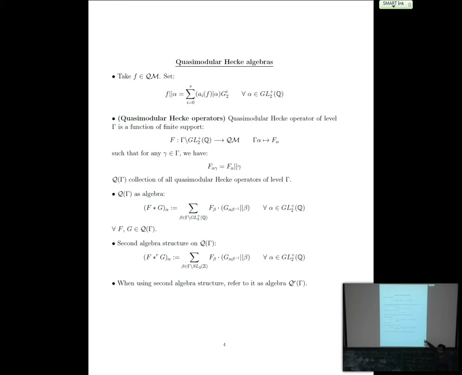Whenever we are using this smaller product structure, we'll call it QR gamma. Okay. The same algebra. So Q gamma is an algebra with that product, but whenever we use the second smaller product structure, we just call it QR gamma, just to distinguish which one we are using.